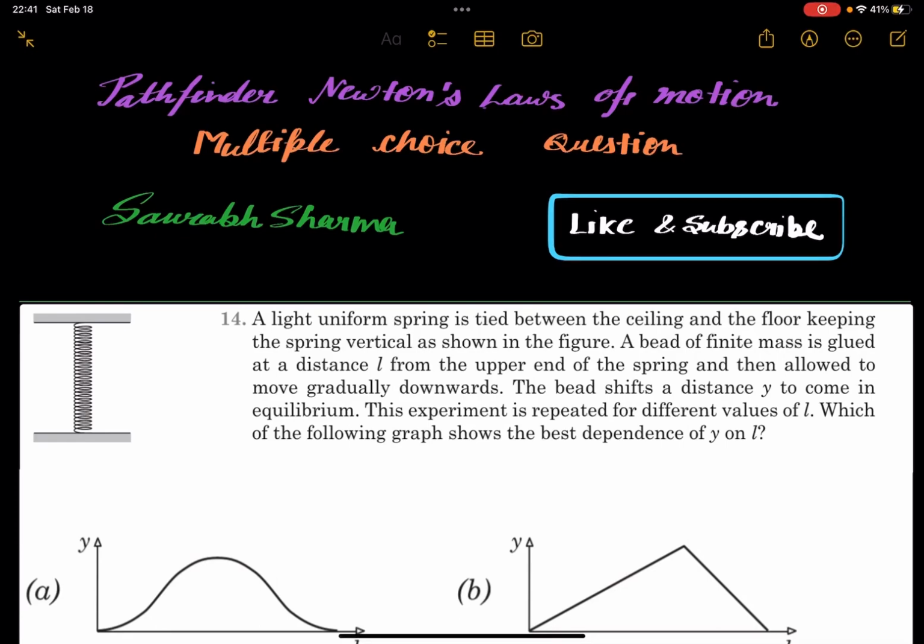Hello friends, I am coming with new question 14 from Pathfinder Newton Laws of Motion. What is the wording of the question?